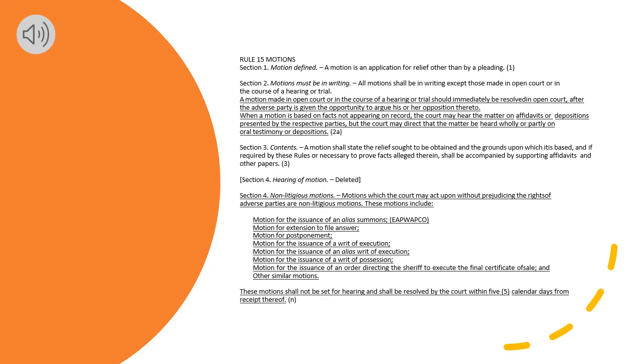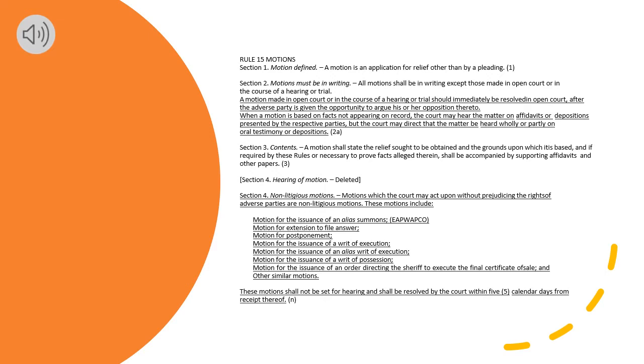All motions shall be in writing except those made in open court or in the course of a hearing or trial. A motion made in open court or in the course of a hearing or trial should immediately be resolved in open court, after the adverse party is given the opportunity to argue his or her opposition thereto. When a motion is based on facts not appearing on record, the court may hear the matter on affidavits or depositions presented by the respective parties, but the court may direct that the matter be heard wholly or partly on oral testimony or depositions.